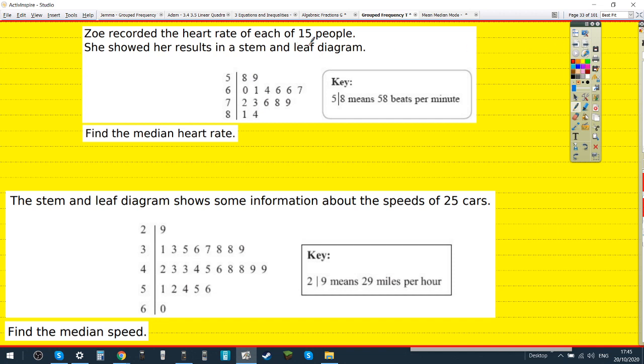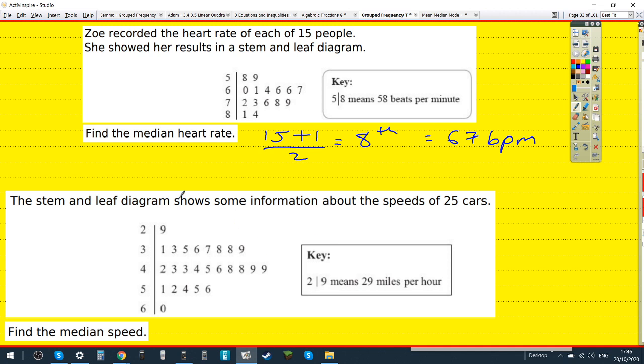So what is n for the top one? 15. Yeah, so it'll be 15 plus 1 over 2. What is that? 15 plus 1 is 16, divided by 2 is 8. Yeah, so it's the 8th number. And so what is the 8th value in there? 1, 2, 3, 4, 5, 6, 7. 67. Well done. 67 beats per minute.